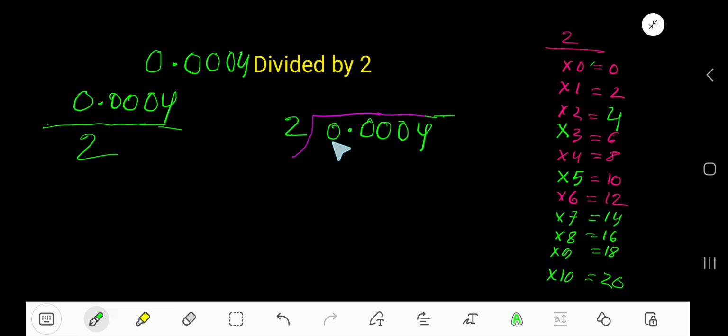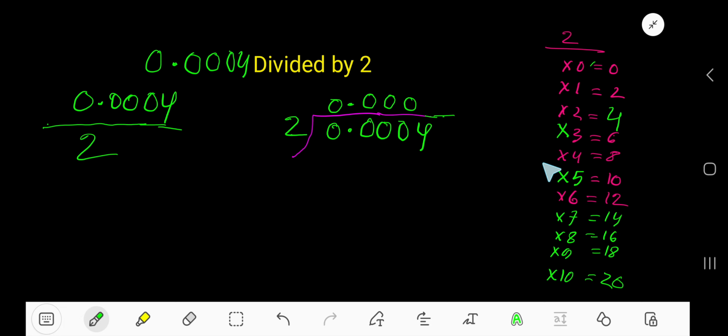Look, 2 goes into this 0 0 times, so write 0. Now 2 goes into this 0 how many times? 0 times, write 0. But before this 0 there is a decimal, which must come in the answer, as in the question. 2 goes into this 0 how many times? 0 times. 2 goes into this 0 0 times, according to this.